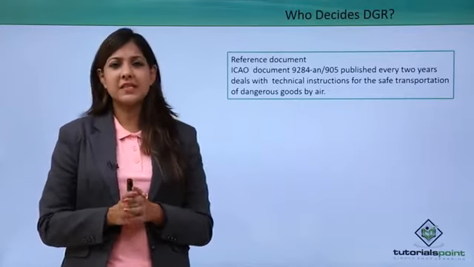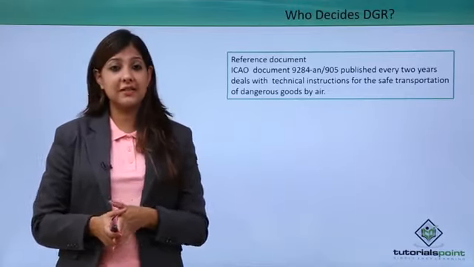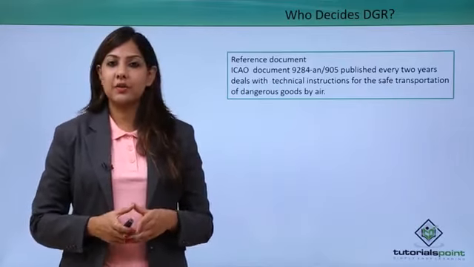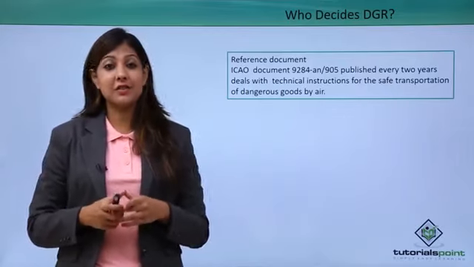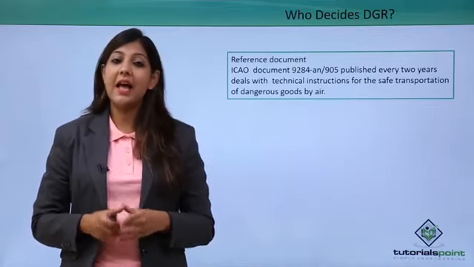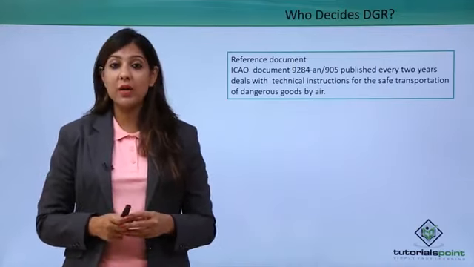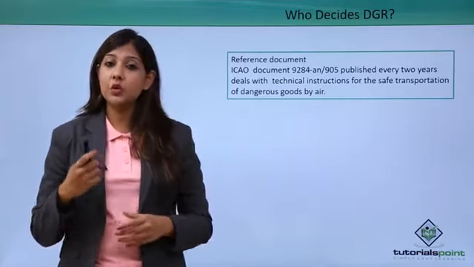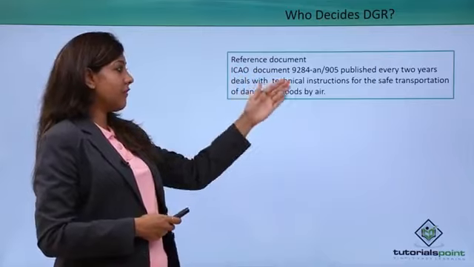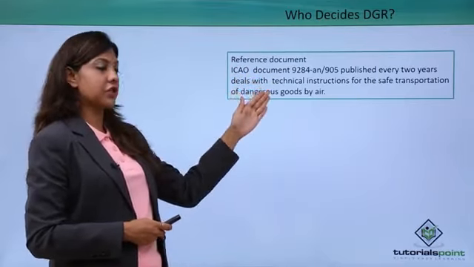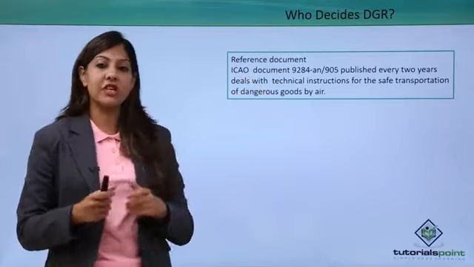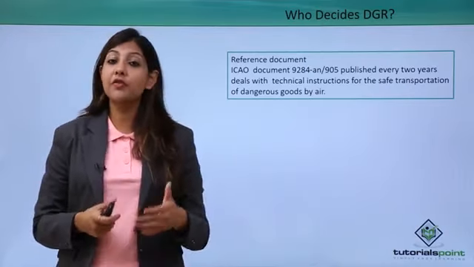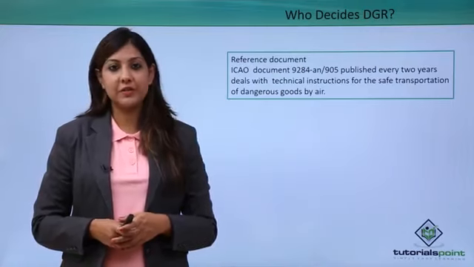Let's understand who decides DGR, who decides whether these goods are to be carried or not to be carried. There is an organization by the name of ICAO, the International Civil Aviation Organization, and that is the body which governs whether these dangerous goods shall be carried or not. Every 2 years ICAO publishes technical instructions for the safe transportation of dangerous goods by air. So every 2 years there is a revision on these particular dangerous goods.